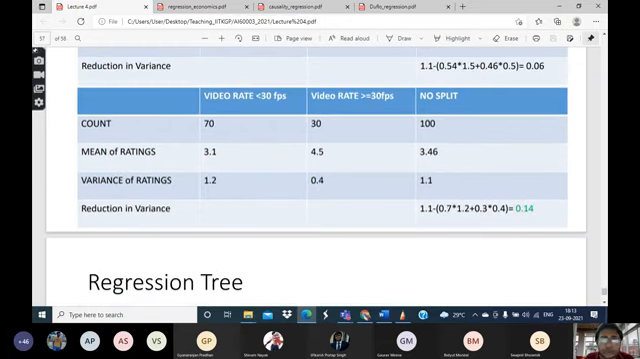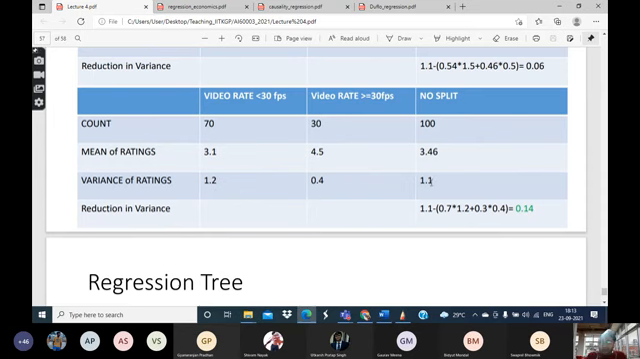Now we come to the video rate feature. We try to split according to this video rate feature. We find that for those examples for which the video frame rate is less than 30 frames per second, the variance is 1.2, which is pretty much the same as what it was originally. And for the remaining ones where the video rate is higher than 30 fps, I find that it is homogeneous. Its variance is much less, 0.4.